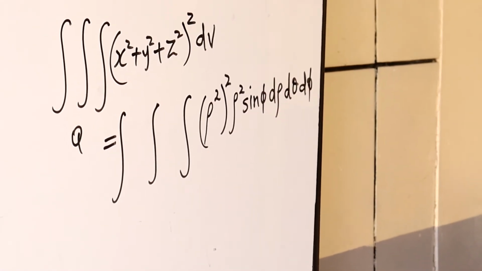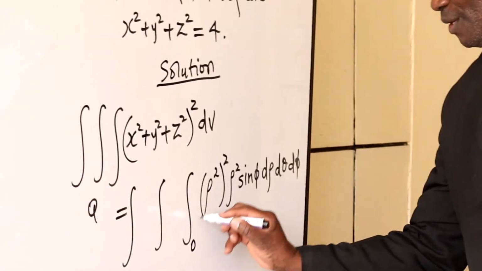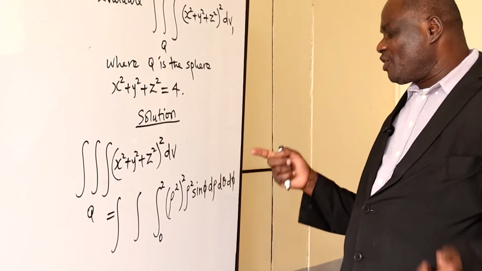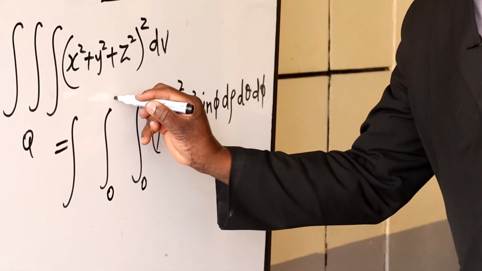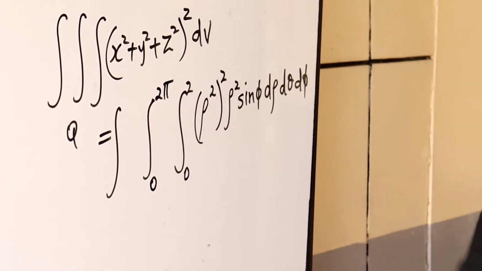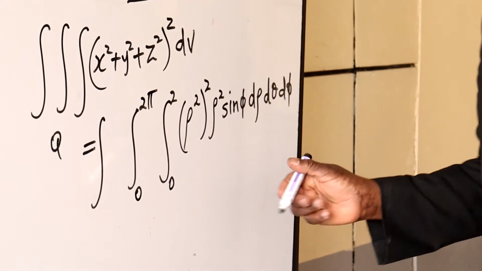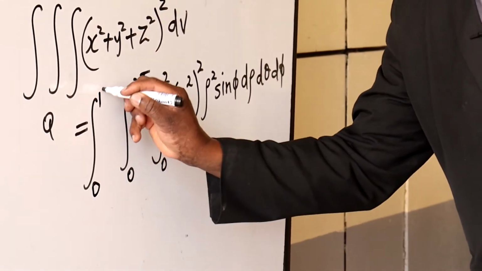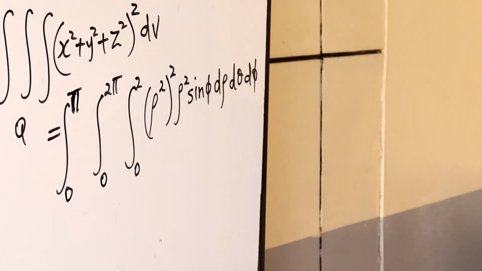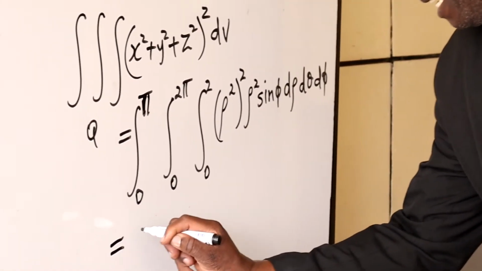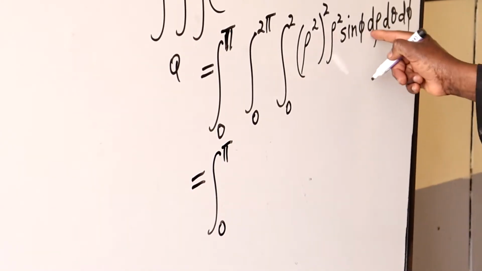Now from this, our rho can only change from 0 to 2. And since we are dealing with a full sphere, our theta can change from 0 to 2 pi. And since it is also a full sphere, phi can only change from 0 to pi.